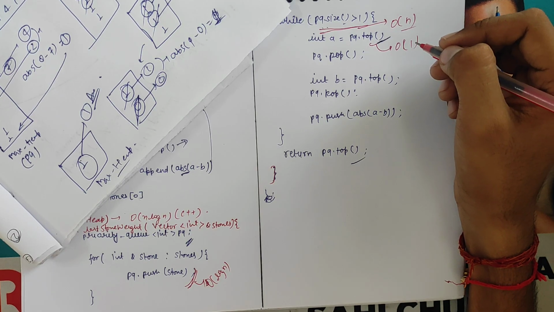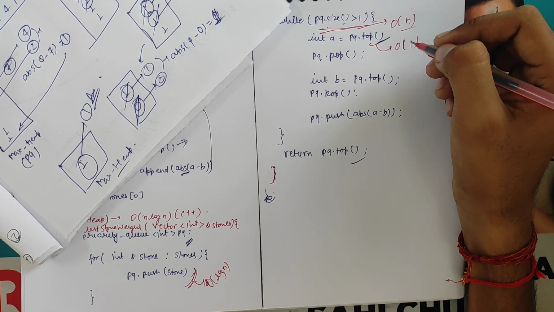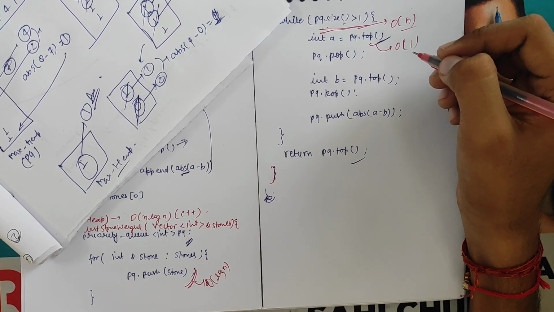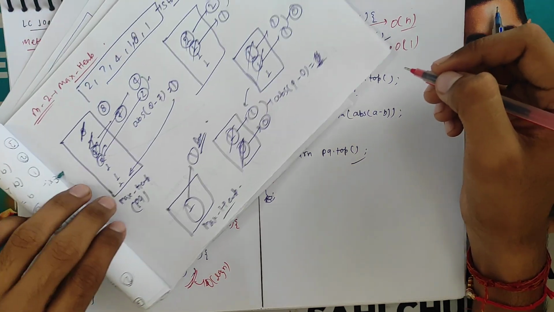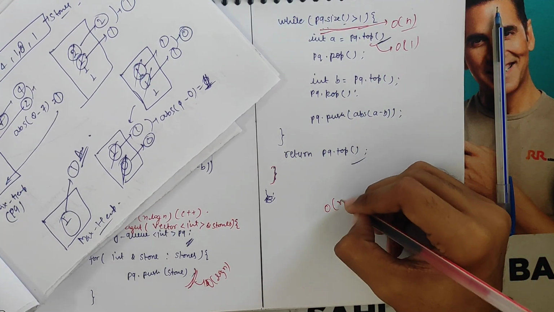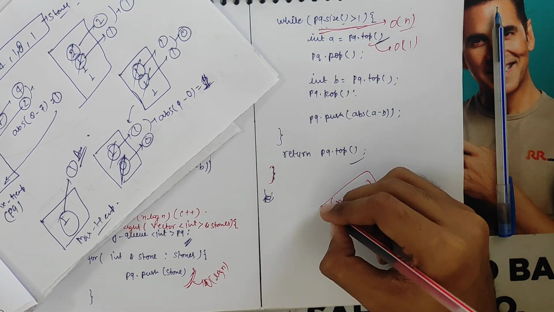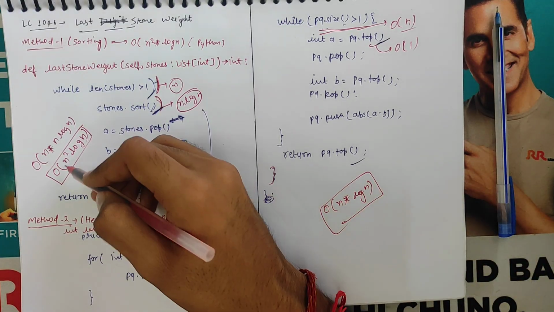Pushing the element into the heap is big O of log n, right? So that's why the time complexity of this overall solution is big O of n log n, which is lesser than the first one. The first one was big O of n square log n.